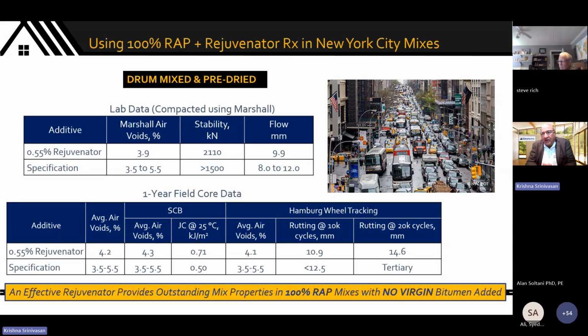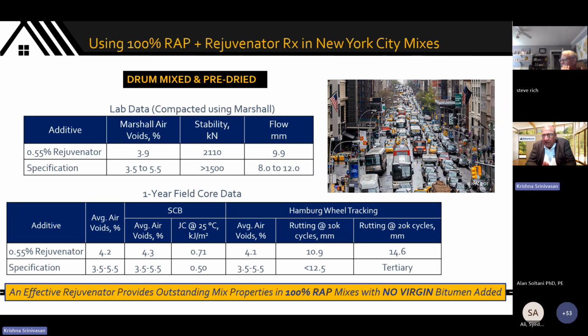So, so far you've looked at 25% wrap, 30, 40, 50, 60. This is a case of 100% wrap mix in a New York City mix, drum mix. So imagine, if you will, there is no binder in this. So there's just wrap and rejuvenator. So if you take a bunch of wrap in your palm and close your fist, open it back again, and literally just put a couple of drops of rejuvenator. This one was done at 0.55, about 11 pounds per ton of mix. So it's literally a couple of drops in your fist.